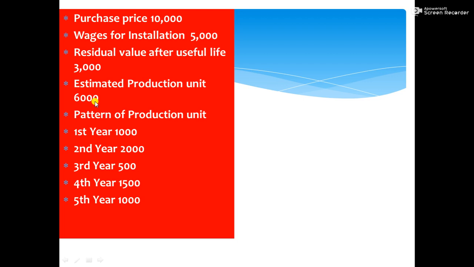We know the total estimated production is 6,000. How we got the 6,000? First year 1,000, second year 2,000, third year 500, fourth year 1,500, fifth year 1,000. Total is 6,000. And therefore depreciable amount is 15,000 minus 3,000, 12,000. You allocate that. First year 1,000 divided by 6,000, that is 2,000 rupees. First year depreciation 2,000 rupees.